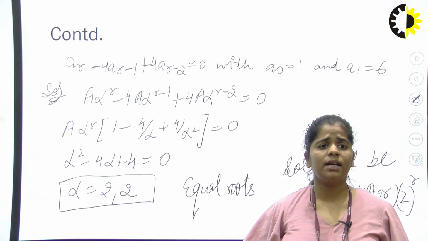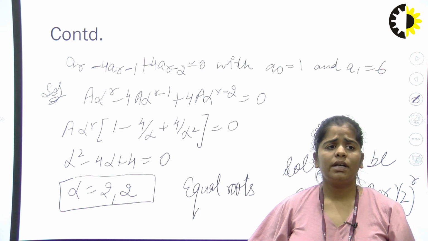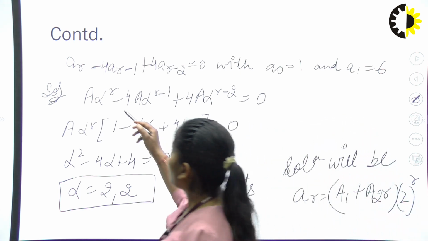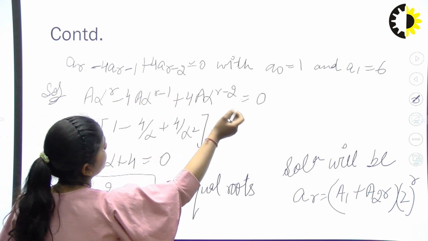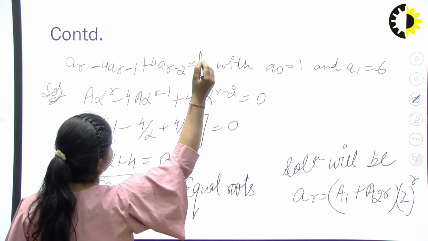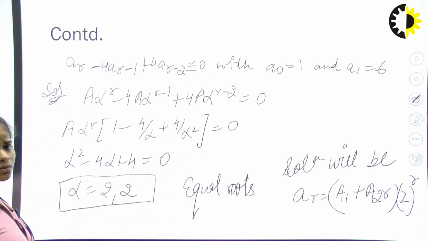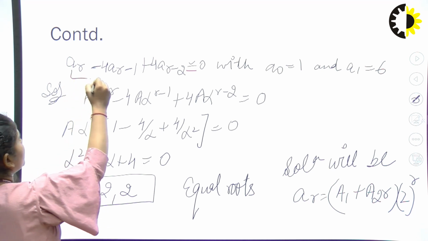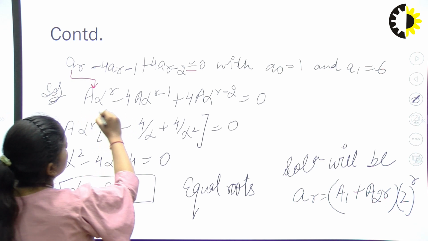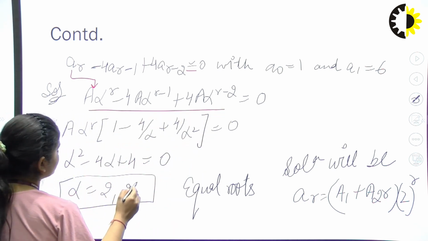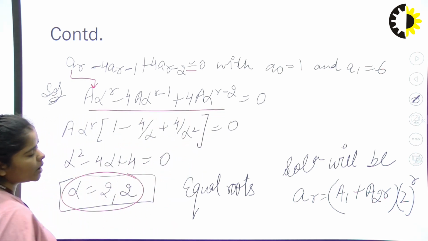So let us consider another example here: a r minus 4 a r minus 1 plus 4 a r minus 2 equal to 0. Here similarly, I put alpha to the power r in place of a r, for finding the roots, right? So the roots will come: alpha is equal to 2 comma 2.